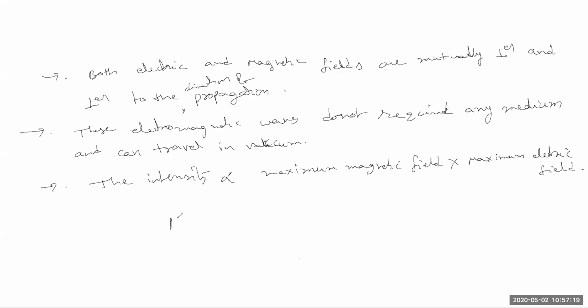Suppose I is the intensity; it is directly proportional to E naught and B naught. What is E naught and B naught? E naught is the electric field and B naught is the strength of the magnetic field. Okay, right? Can I clear this? Yes, sir.